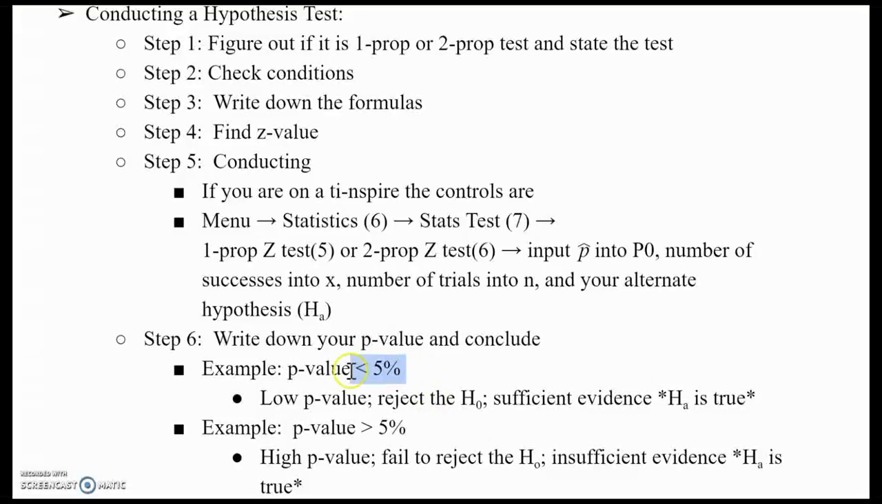And why do I say 5%? Generally on the AP exam, your alpha level or significance level will be assumed to be 5%. Unless said otherwise, 5% is always a good use.